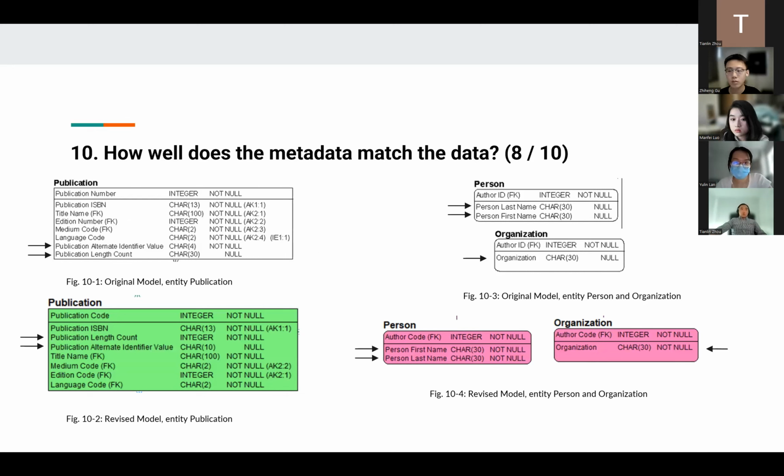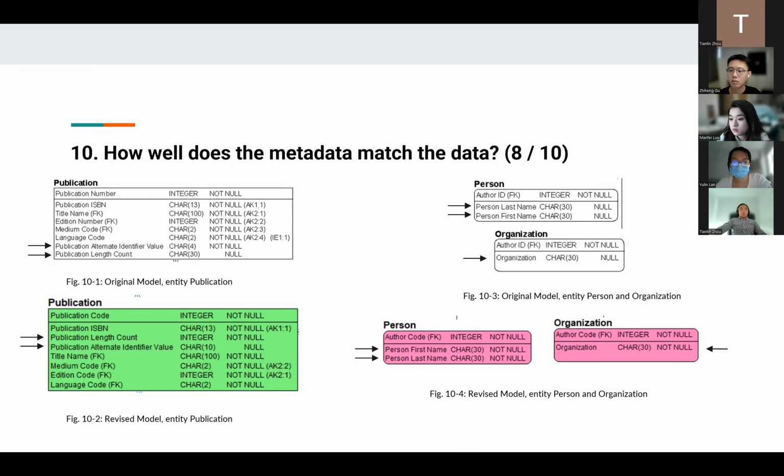For category 10, the model only has 5 attributes that have data type or null option mismatch with the data. Firstly, the entity person and entity organization, attribute person name and organization name. The original data does not allow a null value. Both of the attributes should be null as the left figure shows. Second, in the entity publication, attribute publication length count should be an integer and attribute publication alternate identifier value should be 10 digits instead of 2, as the right figure shows.